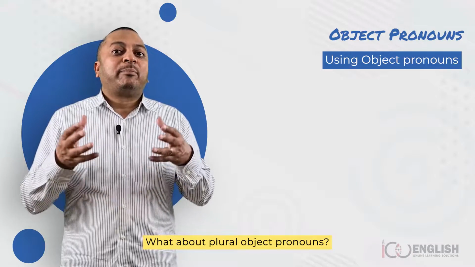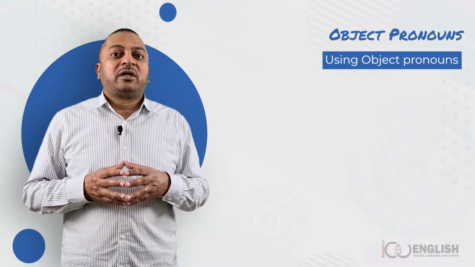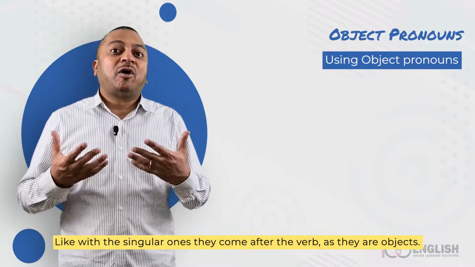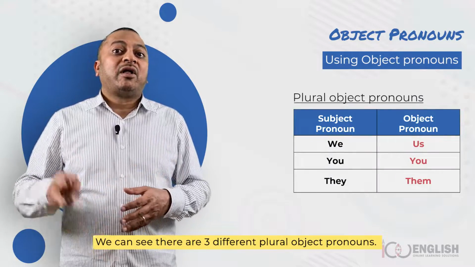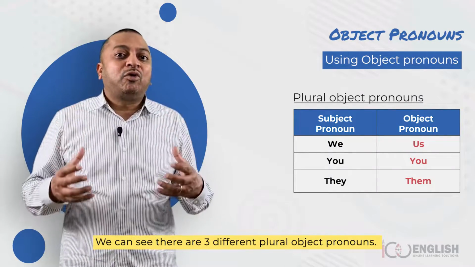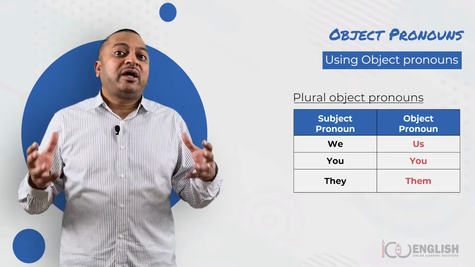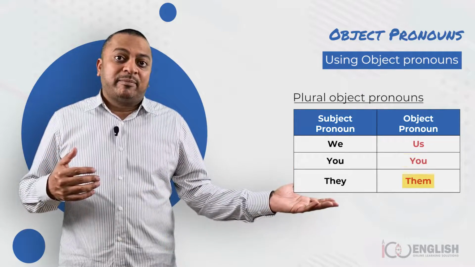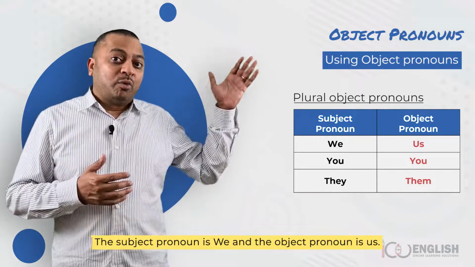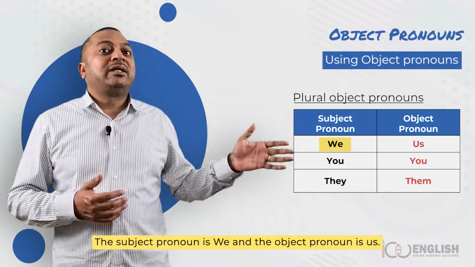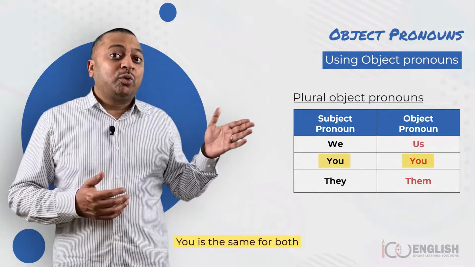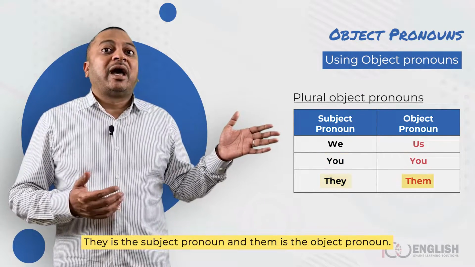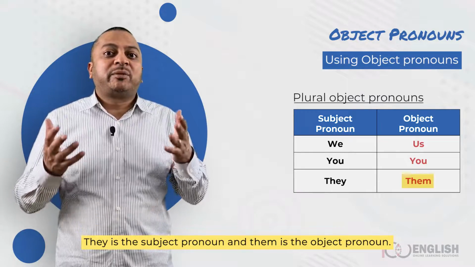What about plural object pronouns? Like with the singular ones, they come after the verb as they are objects. We can see there are 3 different plural object pronouns. They are us, you, and them. The subject pronoun is we and the object pronoun is us. You is the same for both, and they is the subject pronoun, and them is the object pronoun.